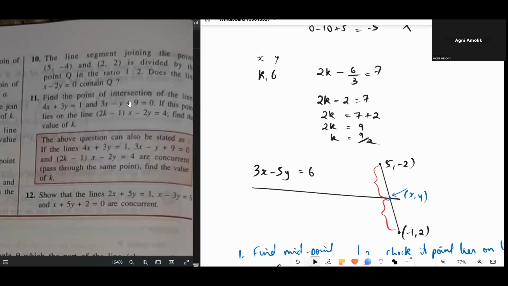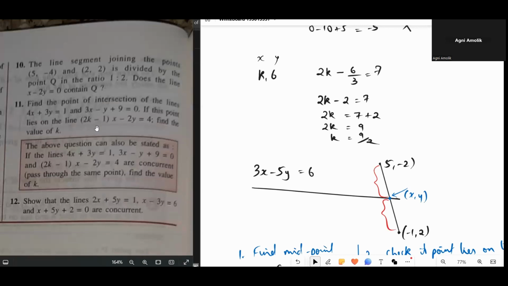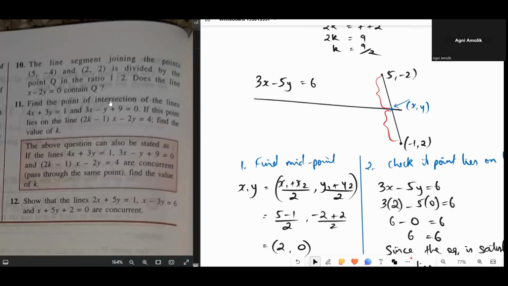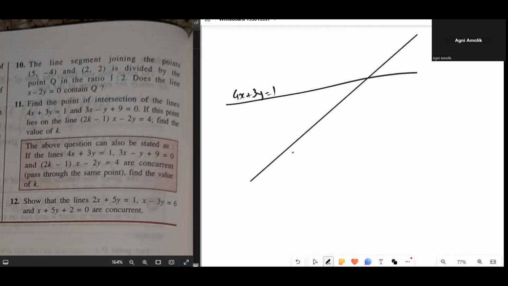Okay, let's see this question here. Number 11. It's a little long question. We'll be doing simultaneous equations also. Find the point of intersection of the lines this and this. So there are two lines. What's the equation of the first line? 4x plus 3y is equal to 1. And there's a second line, that line is 3x minus y plus 9 is equal to 0. So the question is, find the point of intersection of the lines. Means the point where the two lines intersect.